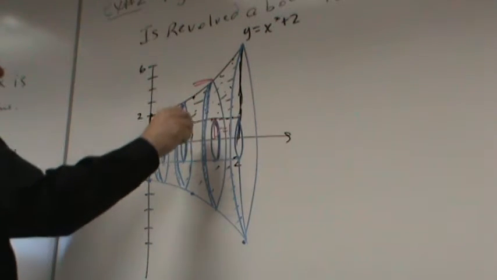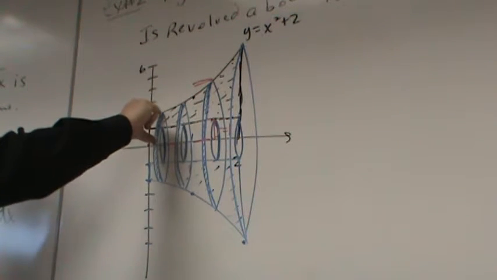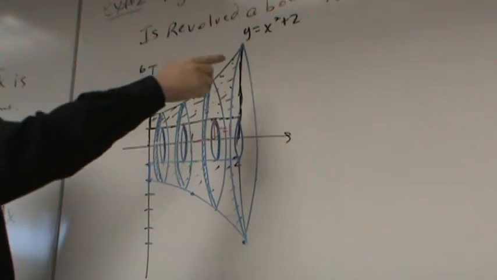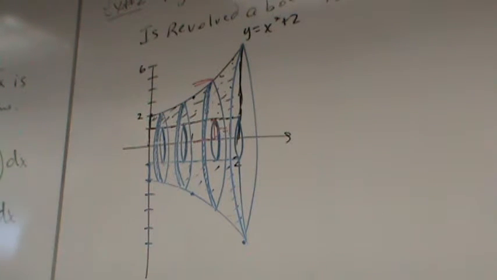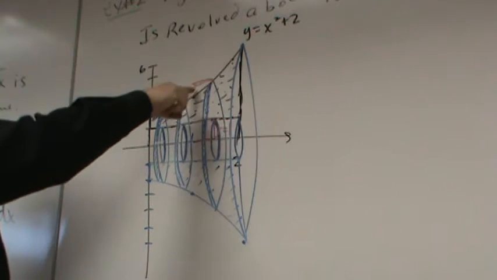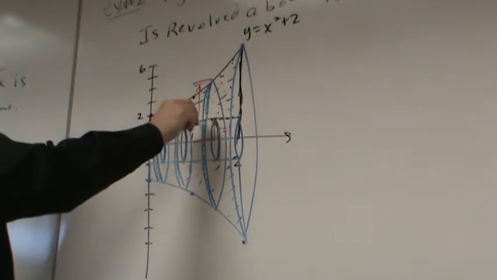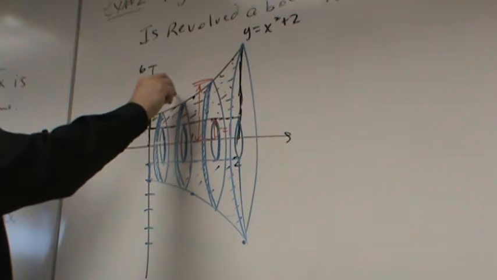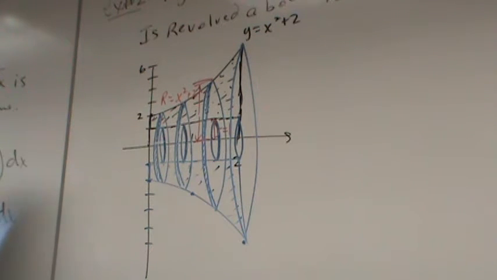But big R is a different story. Big R is changing. It can be smaller or bigger or biggest. So I know big R is going to have variables, and big R is going to be, as you see, the y coordinate of this graph. So big R is going to be x squared plus 2.